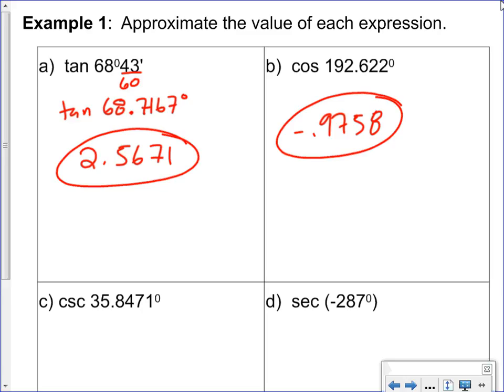Miss Fleck, there's no cosecant button on your calculator. There is. How do you do it? No, but that's so close. Thank you for pointing that out, though. I love it.